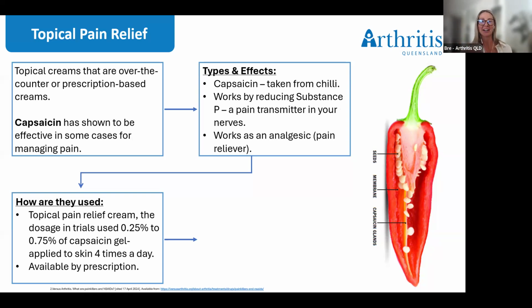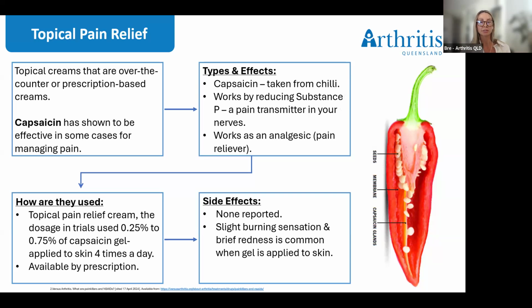So the dosage in trials has been used as 0.25% and then upwards to 0.75% of the capsaicin gel. And in the trials, they applied it to the skin 4 times a day. So it can be available by prescription. So the higher dosage can be available by prescription, but it also can be found in some of the over-the-counter gels and cream medications. So that would be on the lower end of how much capsaicin is found in it.